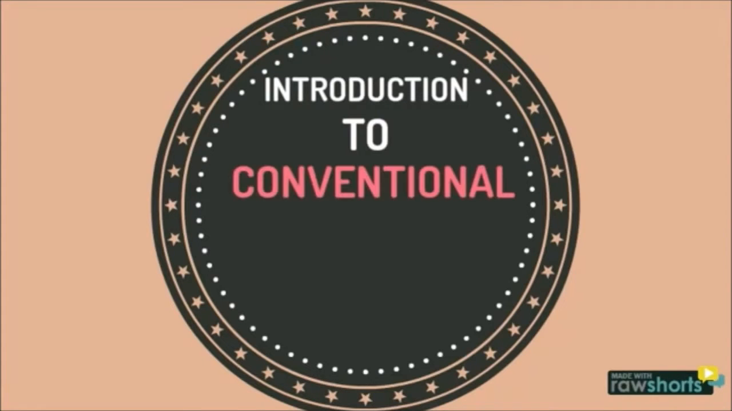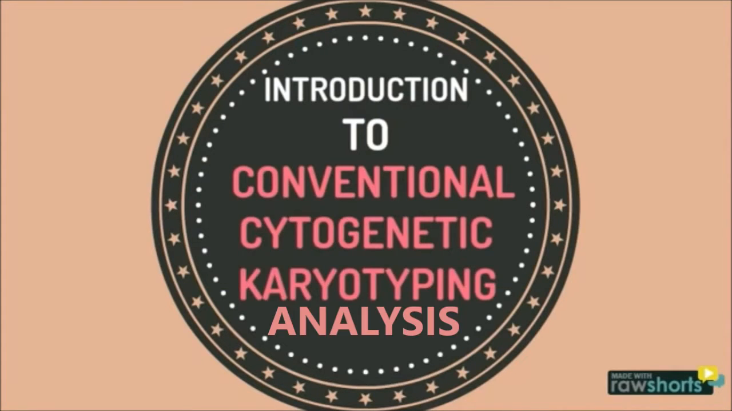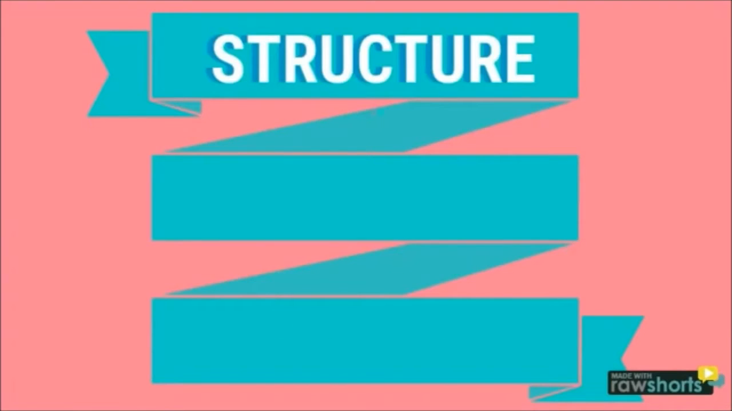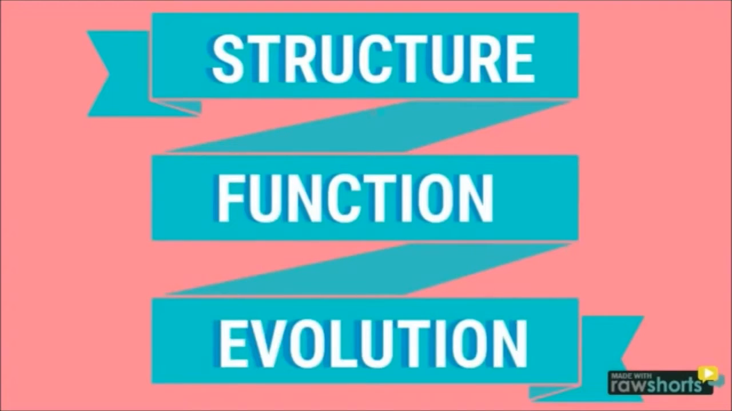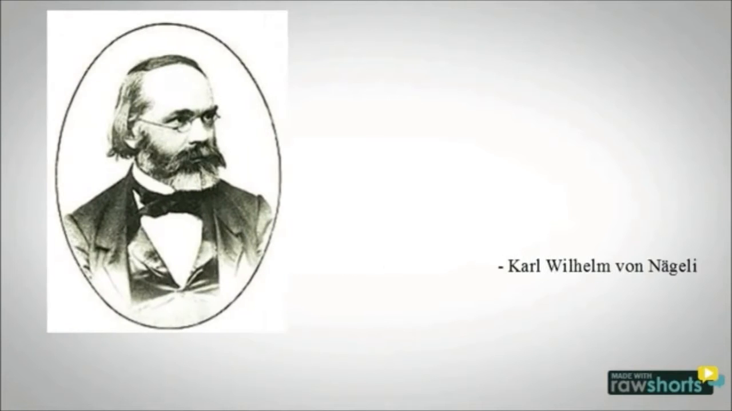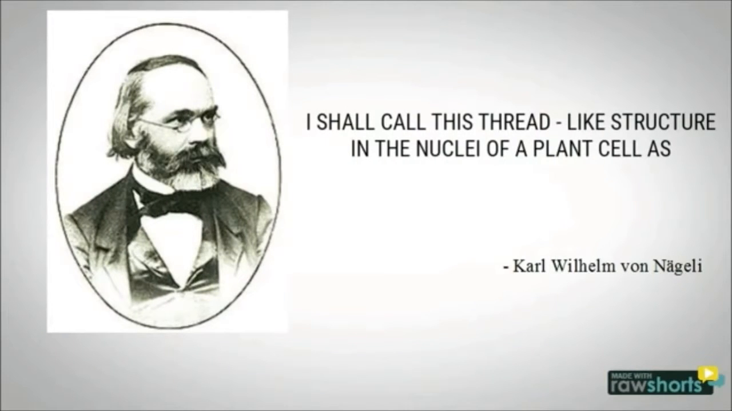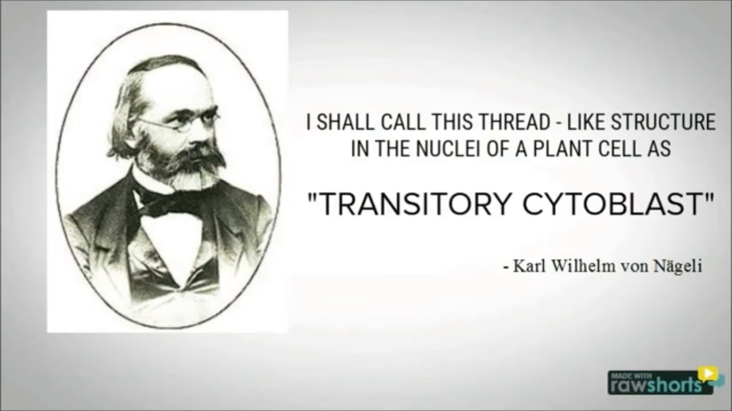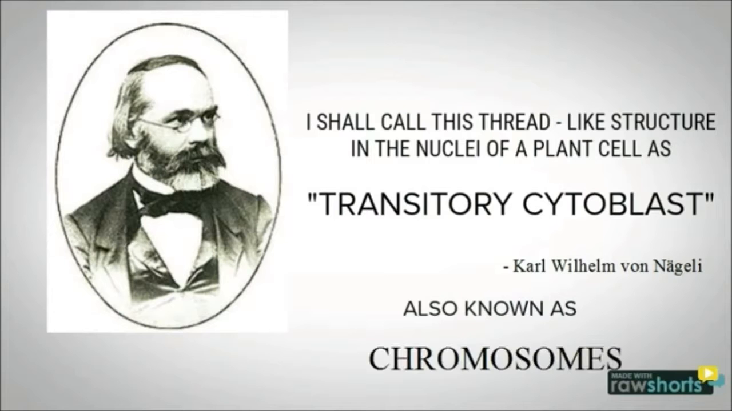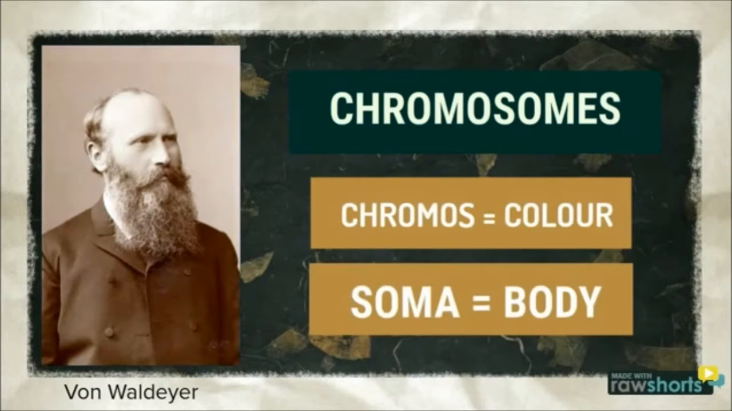Introduction to the conventional cytogenetic analysis. Cytogenetics is the study of the structure, function, and evolution of chromosomes. It was first described by Nägeli, the Swiss botanist, who called these thread-like structures in the nuclei of a plant cell transitory cytoblasts, also known as chromosomes today. Later on, in 1888, von Waldeyer described the term chromosomes.